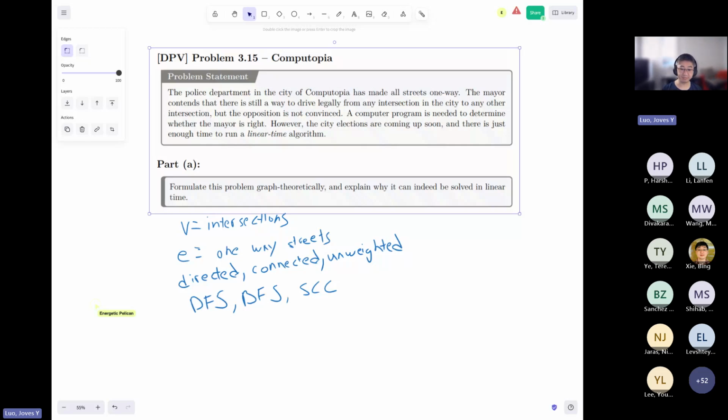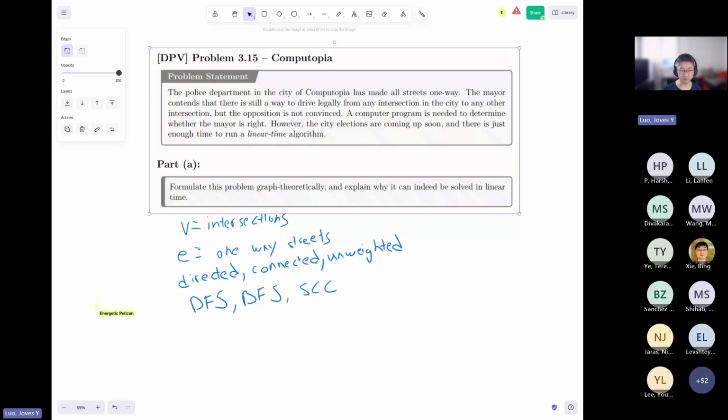We're looking for reachability. We're looking to see if every single intersection or vertex can reach each other. Now, we could potentially run DFS from every vertex or BFS from every vertex. Bad idea. I already told you last week that you should not run an algorithm from every vertex. But what we can do is, if vertices can reach each other, they would be in the same SCC, right? Because SCC collapses all the information about cycles into one SCC.